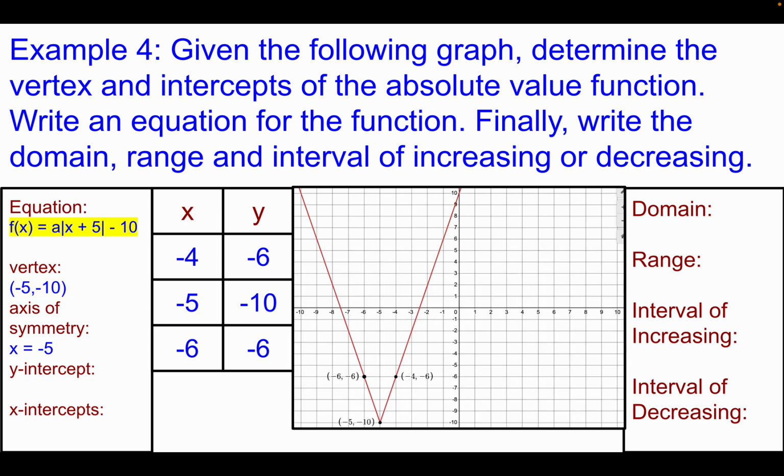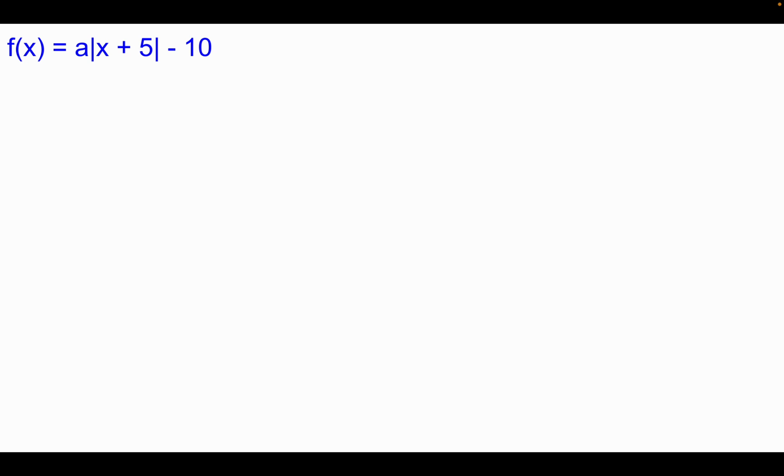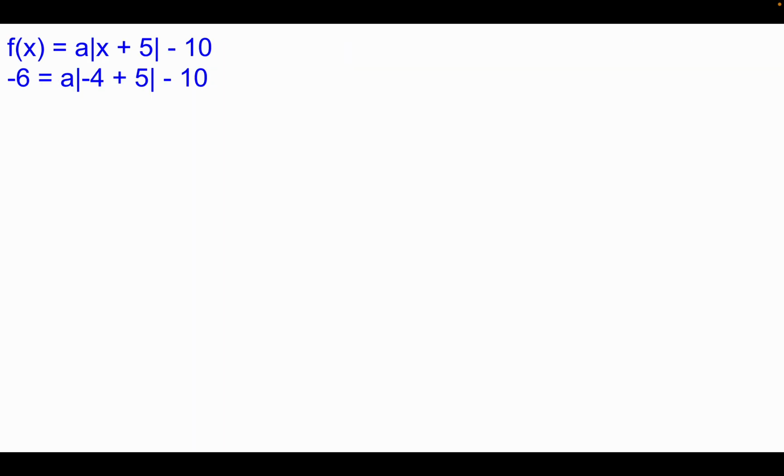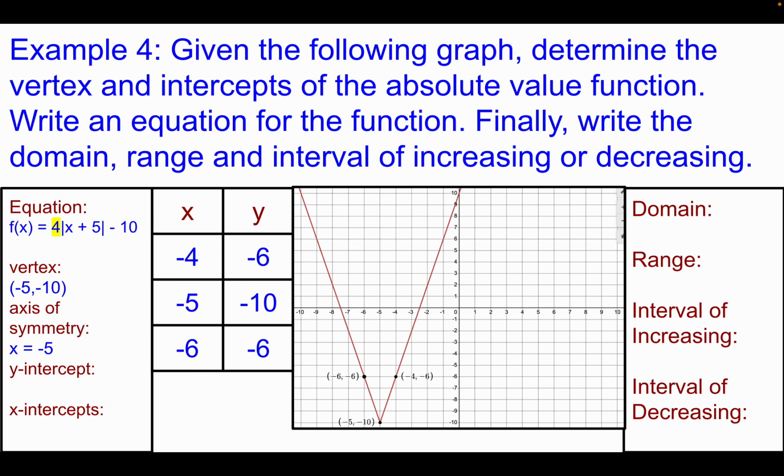Now I'm going to take my equation and I'll plug in another point that the graph goes through. I'm picking (-4, -6). So I'm putting in -4 for x and -6 for y. -4 plus 5 is 1. The absolute value of 1 is just 1, so I'm just getting rid of that. Now I'm going to add 10 to both sides. I'll get 4 equals a. So then I'll substitute that in for a.